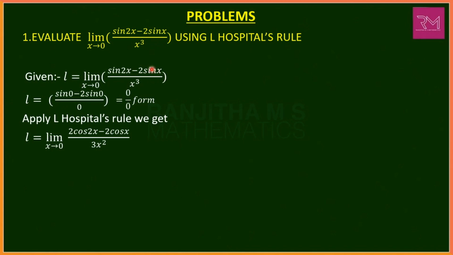L'Hospital's rule means we have to differentiate both numerator and denominator of the function separately, not apply the quotient rule over here. We have to differentiate both numerator and denominator separately. That is our L'Hospital's rule. After finding these values, we have to substitute x value as 0 here.